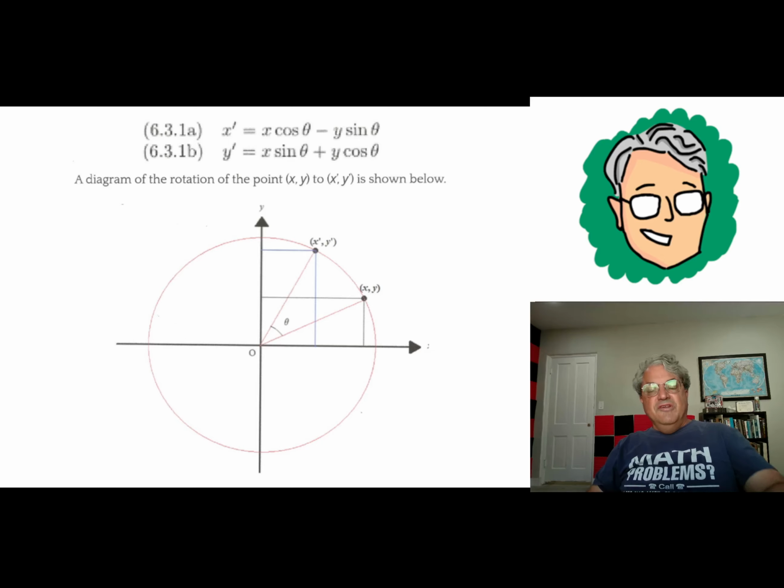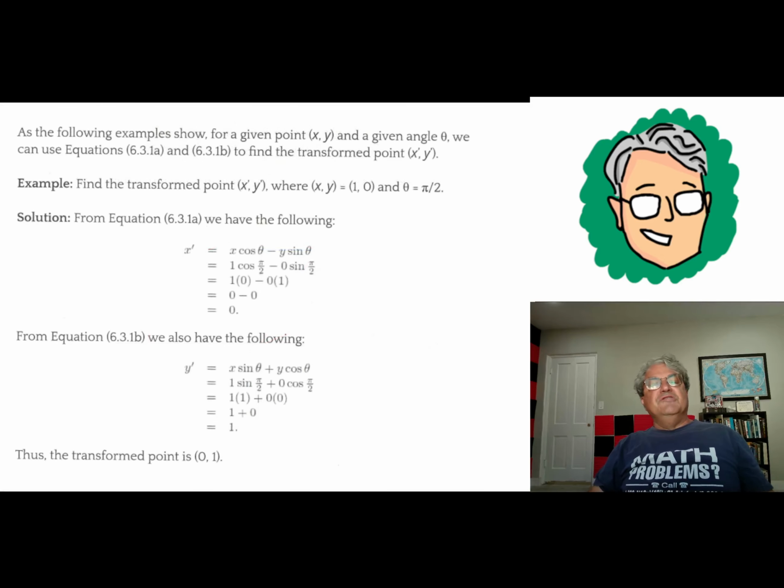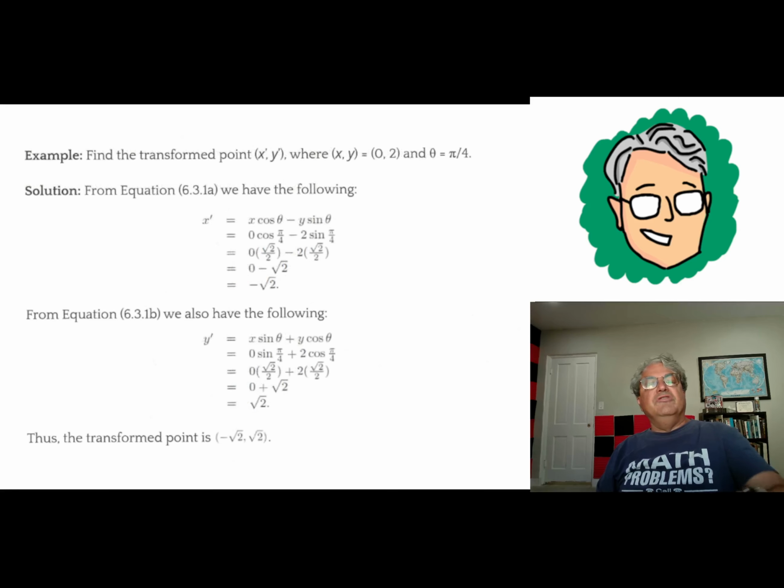So, here our x is 0, y is 2, our theta is pi over 4. So for x, we get 0 cosine pi over 4 minus 2 sine pi over 4.